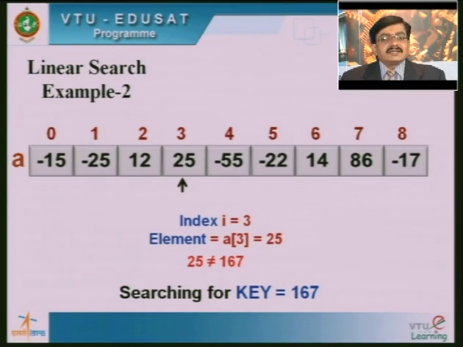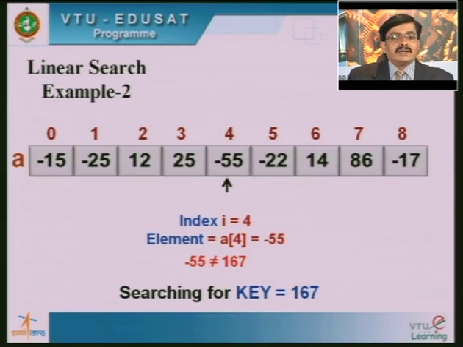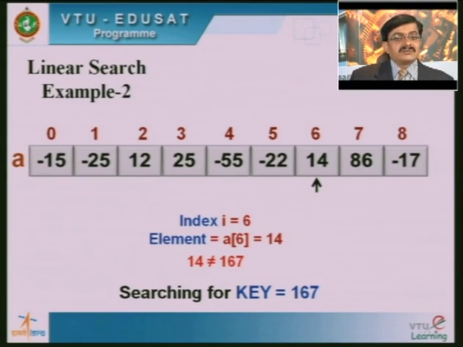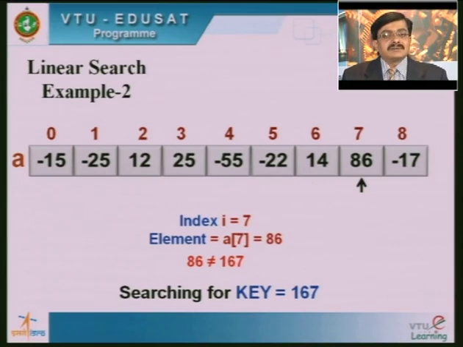Now when I is equal to 3, A of 3 is equal to 25, and 25 is not equal to 167. So here also I conclude that I should go for the next iteration of the loop. And when I is equal to 4, it is minus 55, and minus 55 is not equal to 167. Here also I go for the next iteration. Now I is equal to 5 means minus 22, and this also is not equal to 167. When I is equal to 6, it is 14, and 14 is not equal to 167. Similarly, when I is equal to 7, A of 7 is 86. 86 is also not equal to the key element which you are searching, that is 167.